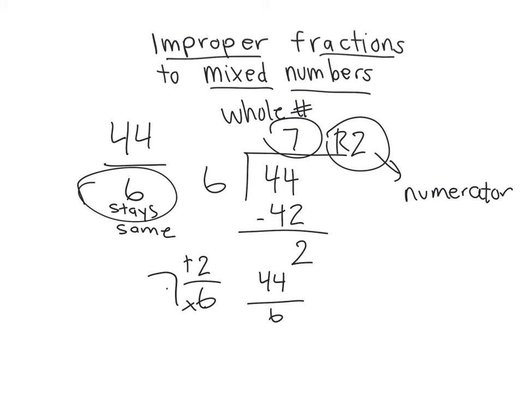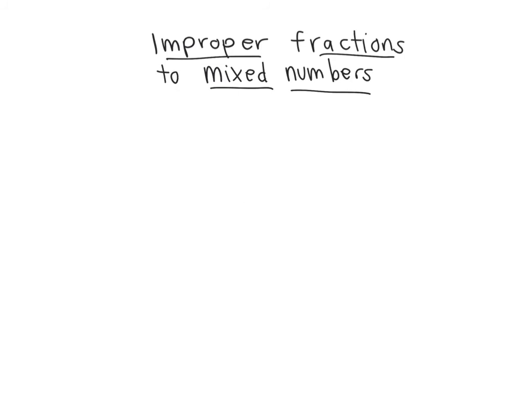And if you remember, we can simplify this. Whatever they can both be divided by. So 2 divided by 2 is 1, and 6 divided by 2 is 3. Okay. All right, let's try one more.